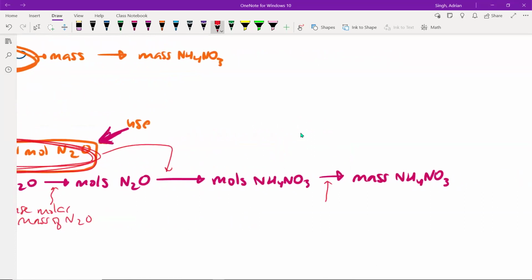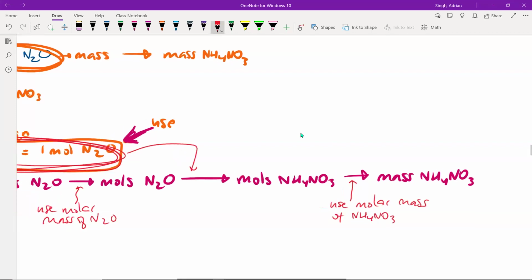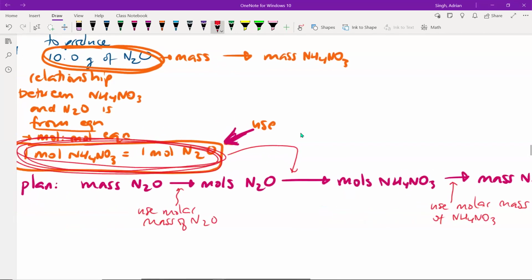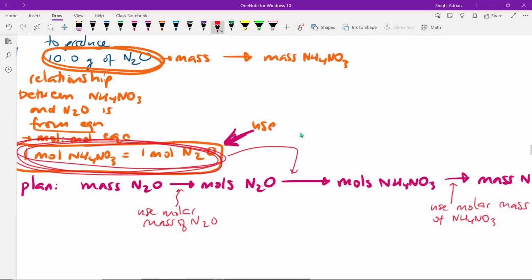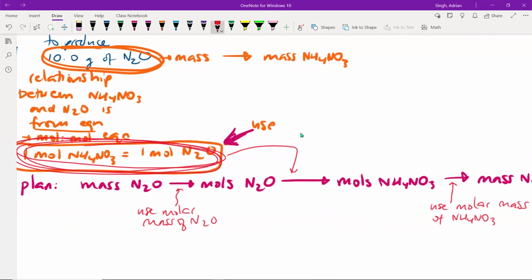And again, moles to mass or mass to moles, we're going to use the molar mass of that thing. And in this case, it's the molar mass of ammonium nitrate, NH4NO3. Okay, so we've broken that down, getting from mass of one thing to mass of the other. We've broken it down into 3 steps. The first step and the last step are things you already know how to do, right? That's using the molar masses. You can calculate those very easily.